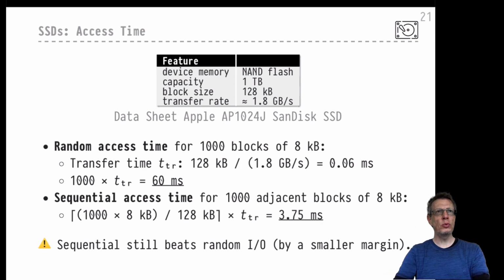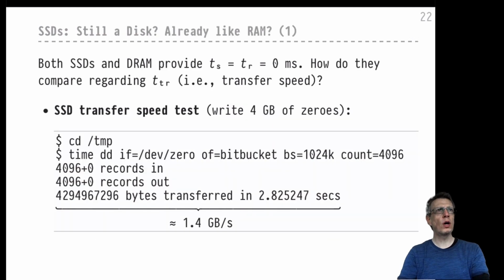So these are really nice and very fast times. Why have RAM at all? Why not store everything in SSDs? Are SSDs as fast as RAM already? Because SSDs have no seek time and no rotational delay. DRAM hasn't either. So these should compare rather directly, right?